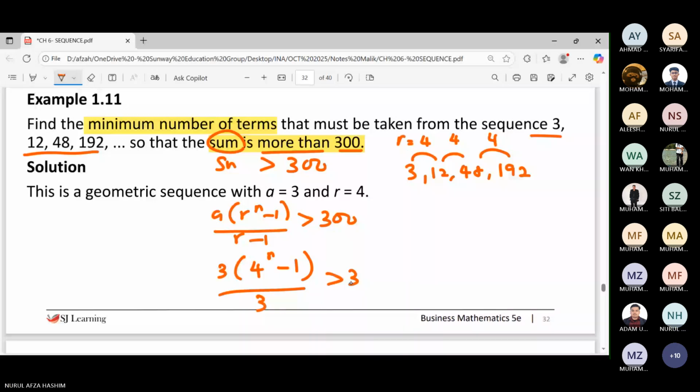Simplify first. You try to simplify by yourself first. Can you simplify that equation? Anyone can simplify?